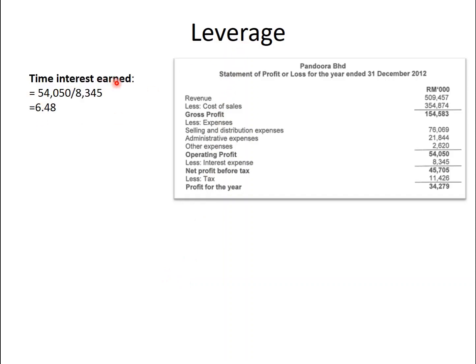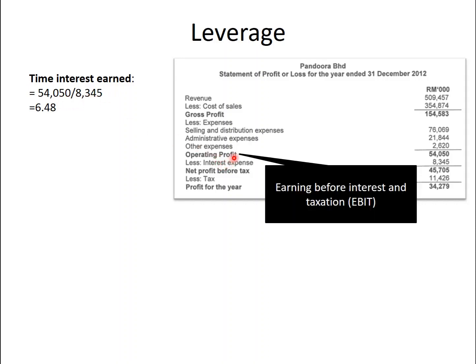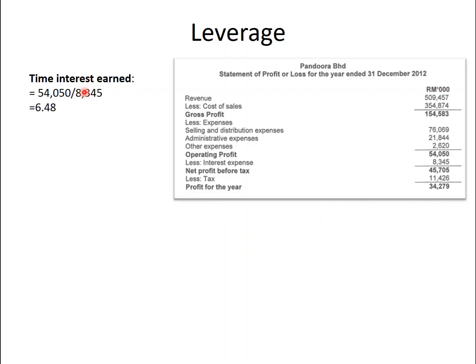Next is times interest earned. The formula is EBIT divided by interest expense. So EBIT, which is represented as operating profit here, is 54,050, then divided by interest expense. The interest expense is 8,345, then we get 6.48, which means the firm has 6.48 times of EBIT to cover its interest.